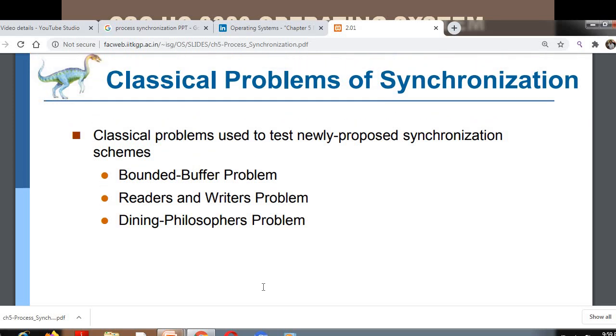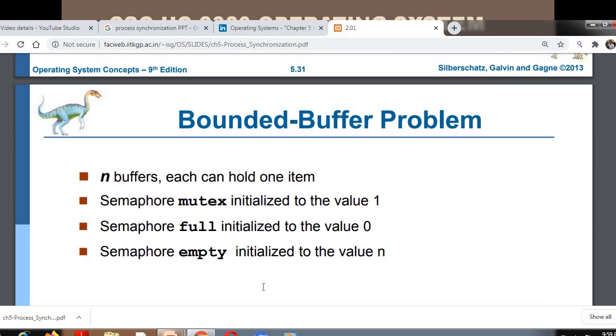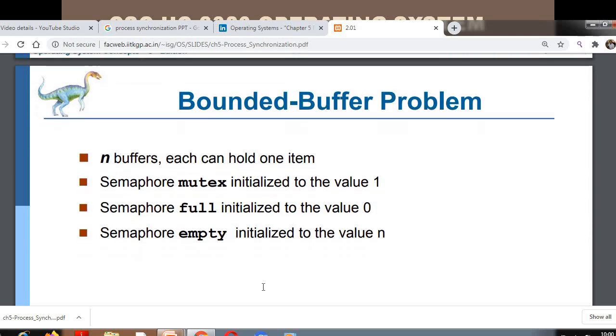Now the classical problems of synchronization. These are used to test newly proposed synchronization schemes: the bounded buffer problem, the readers-writers problem, and the dining philosophers problem. In the bounded buffer problem, n buffers each can hold one item; semaphore mutex is initialized to 1, semaphore full is initialized to 0, and semaphore empty is initialized to n.